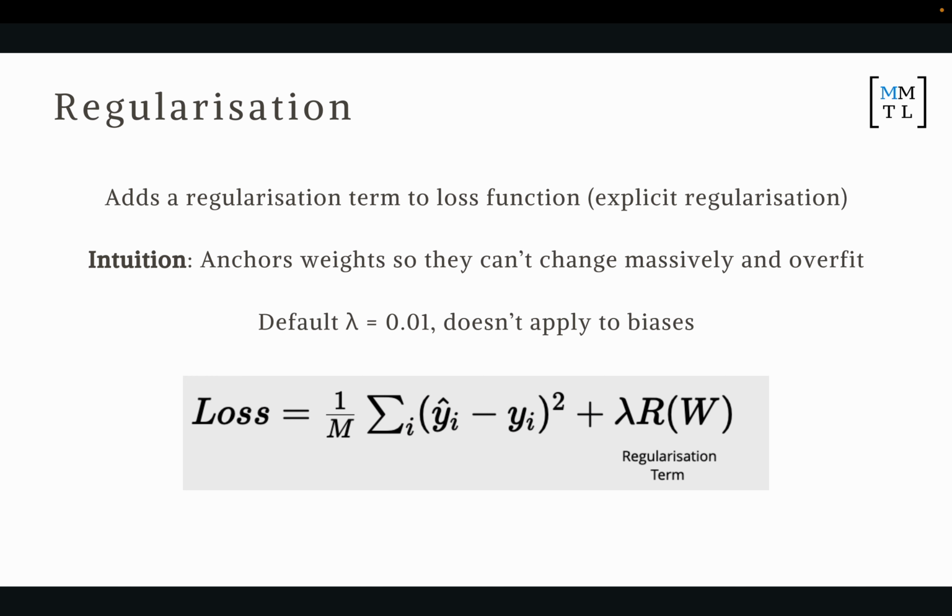Okay, other overfitting methods. Again, a lot of these, we sort of reason a little bit backwards: someone tried it and it worked, and so we tried to figure out why. So in regularization, what you do is you add a term to the loss function itself. Okay? If you recall, this is our mean squared error here, and then we basically just anchor it with a new term. And what exactly is that term? That depends on the type of regularization we want. But the intuition behind this is that we anchor our weights so they can't change massively. Okay?